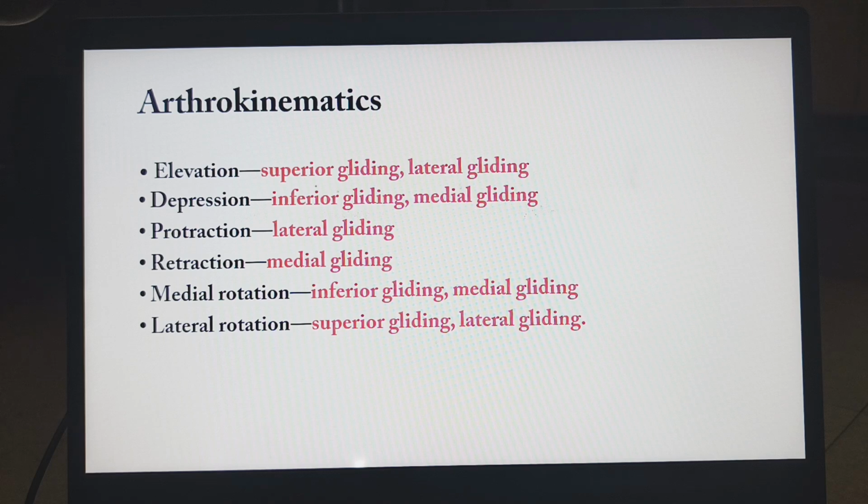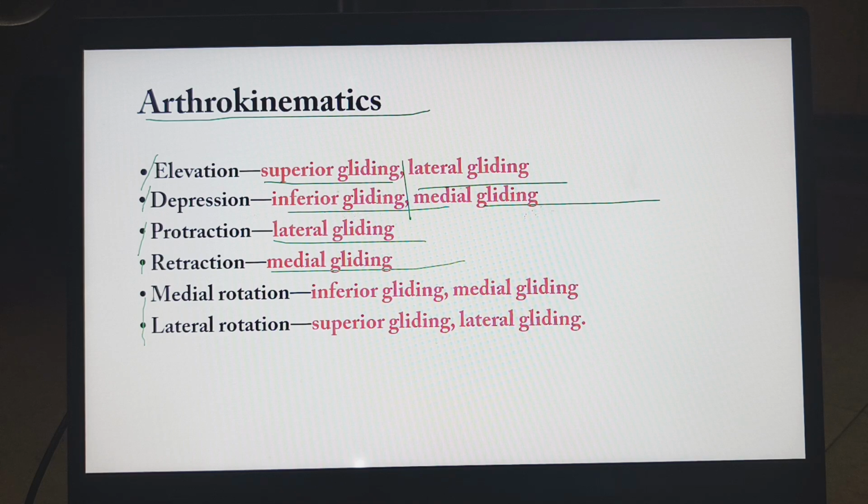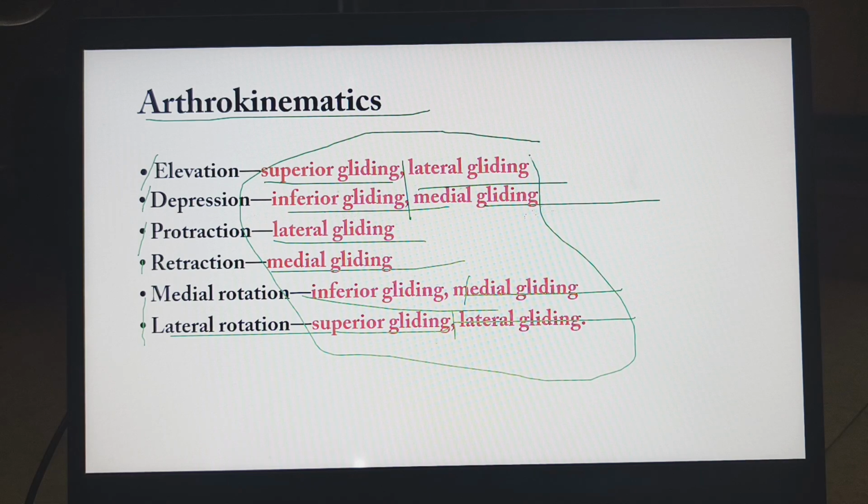Now arthrokinematics. Arthrokinematics means the movements which happen between the articular surfaces. Here the movements are elevation, depression, protraction, retraction, and medial and lateral rotations. To get elevation, we need superior gliding with lateral gliding. Depression, inferior gliding with medial gliding. Protraction, lateral gliding. Retraction, medial gliding. Medial rotation, inferior gliding with medial gliding. Lateral rotation, superior gliding with lateral gliding. So we need all these arthrokinematics for these movements. How to do these arthrokinematics, we will see in the practical.